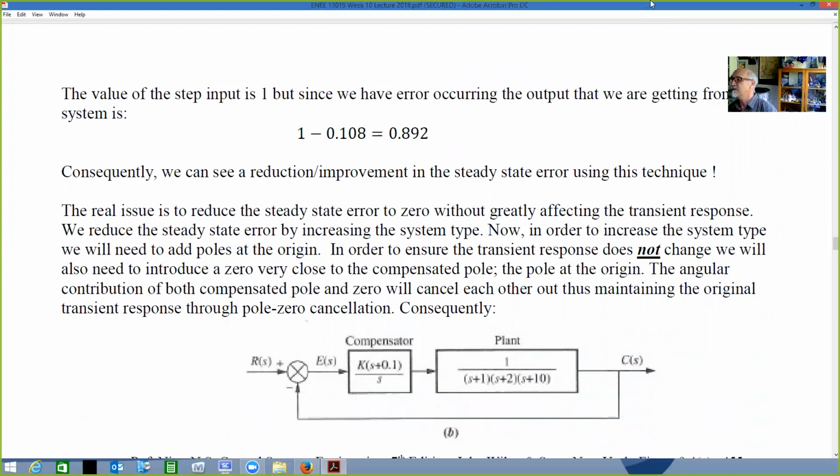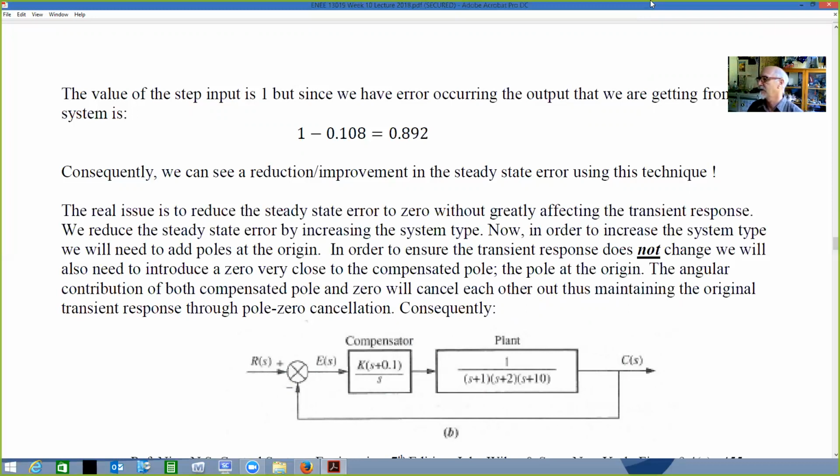So the real issue is to reduce the steady state error to 0 without greatly affecting that transient response. We reduce the steady state error by increasing that system type, if you remember. So in order to increase the system type, we will need to add poles at the origin. In order to ensure the transient response does not change, we'll also need to introduce a 0 very close to that compensated pole, the pole at the origin.